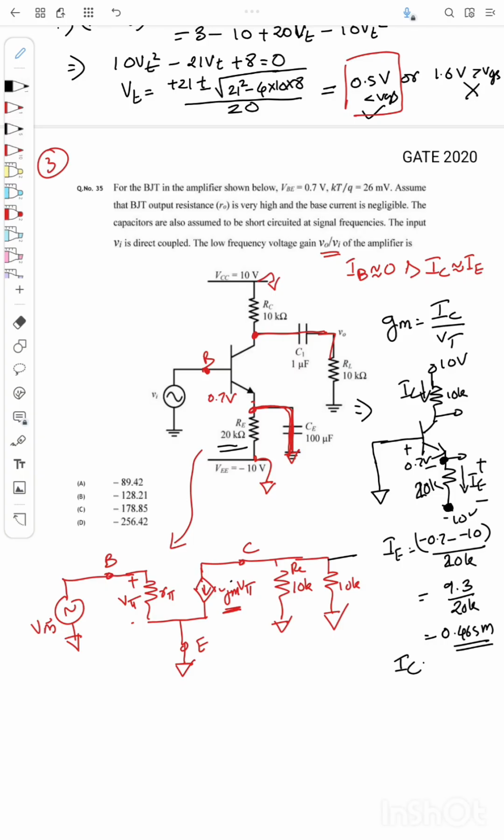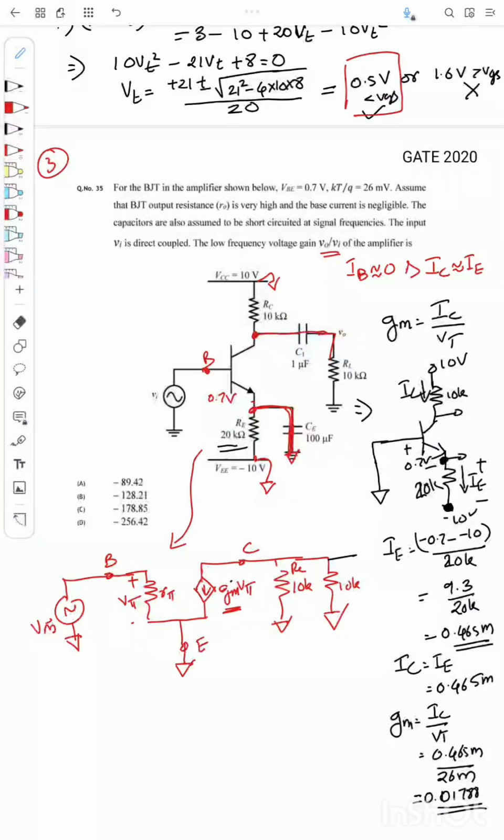So IC is equal to IE, right? So that is equal to 0.465 milli. So what is GM now? GM is IC by VT, or 0.465 milli by 26 milli. That is equal to 0.01788, or 17.9 milli. Okay, so that we will substitute here.